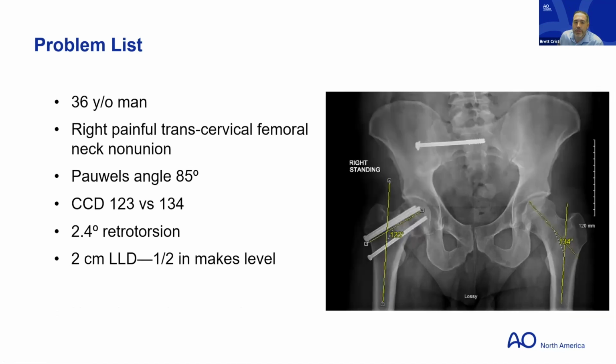And so a half-inch lift on the right side leveled him, not on this x-ray. I don't have the extremity alignment series. So with those things in mind, what are your guys' thoughts?